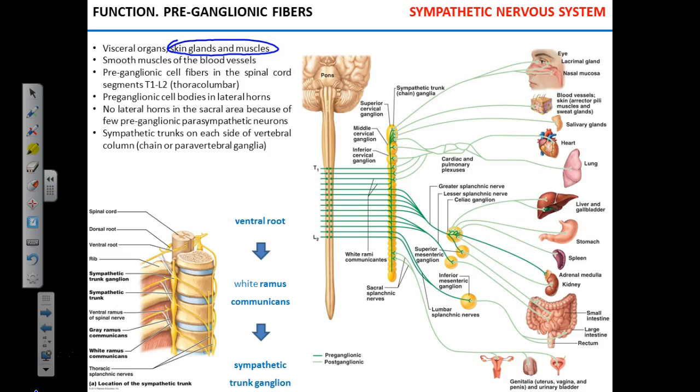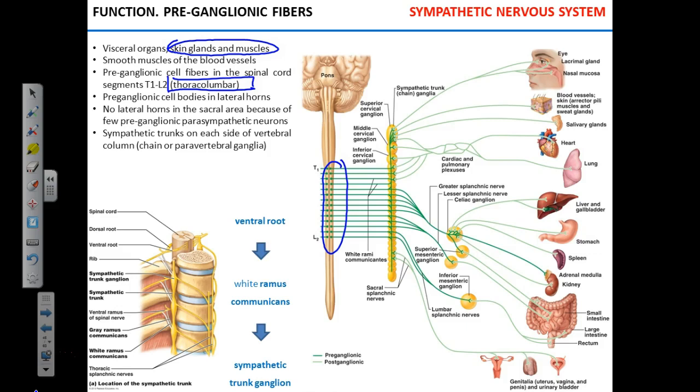Okay? Are you keeping up? So where does it start? Sympathetic preganglionic fibers start in the thoracolumbar region. Essentially, it's from T1 to L2. We clear?